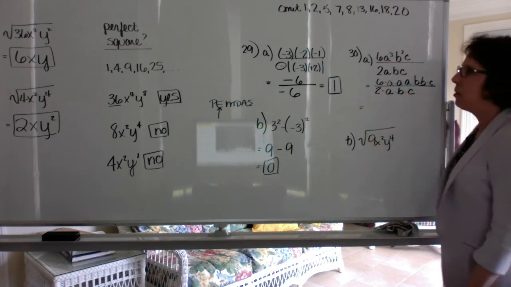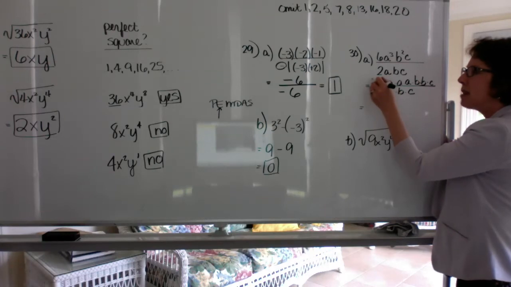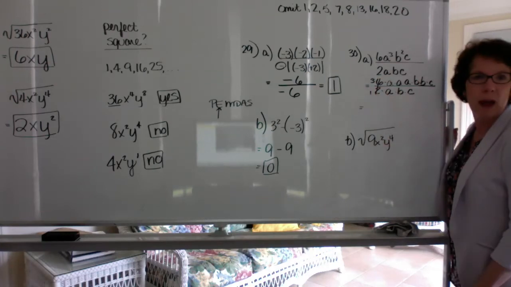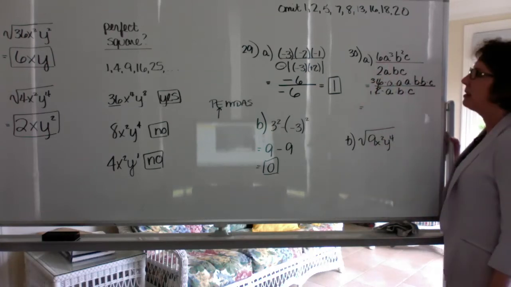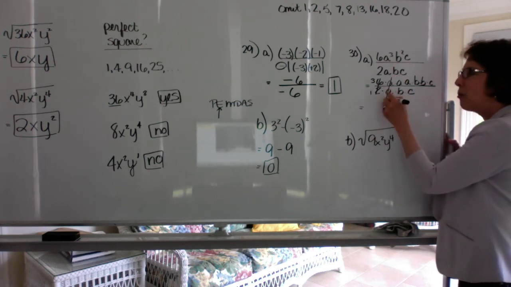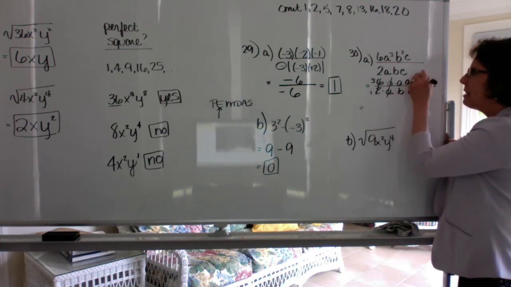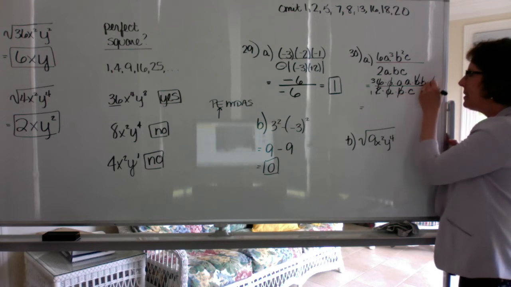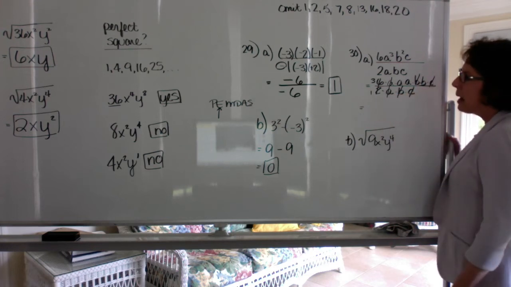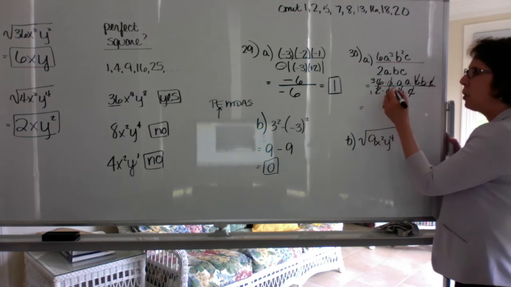Now I'm going to cancel. Well, 6 over 2 is obviously 3 over 1. You can cancel that in the first step or the second step. Let's cancel out an A over an A. What else are we going to cancel out? A B and a B, and a C and a C. Now we have to be really careful. What are we left with?